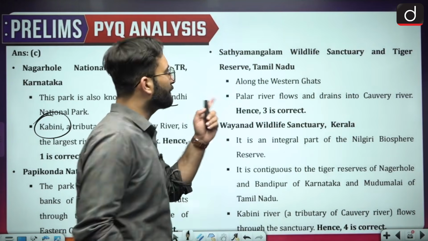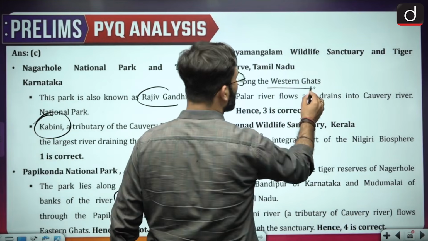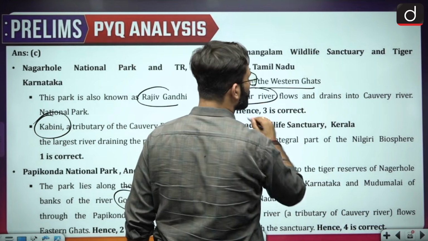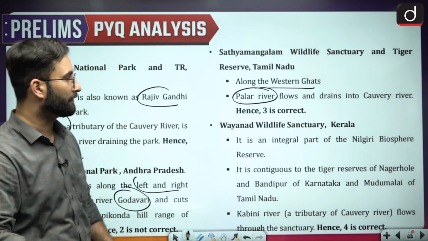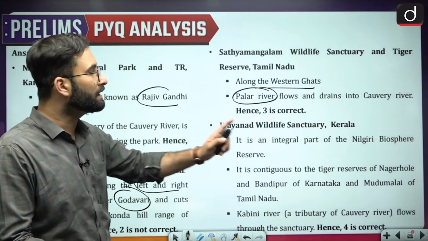Coming to the next one, Satyamangalam Wildlife Sanctuary and Tiger Reserve, that is there in Tamil Nadu, along the Western Ghats. Okay, not on the Eastern Ghats, on the Western Ghats again. So the Palar river is flowing through this and drains into the Kaveri river. Coming to the next one, Wayanad Wildlife Sanctuary, that is there in Karnataka, an integral part of the Nilgiri Biosphere Reserve.